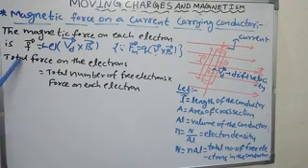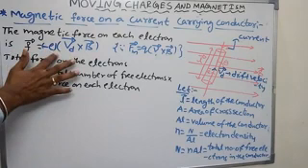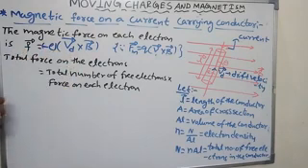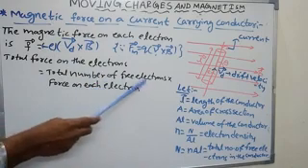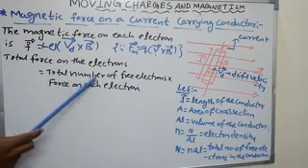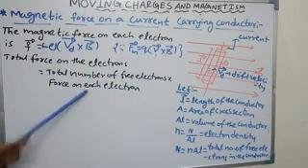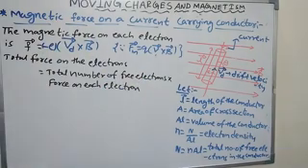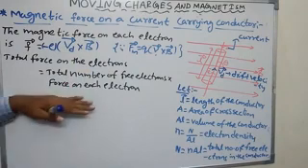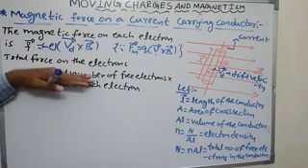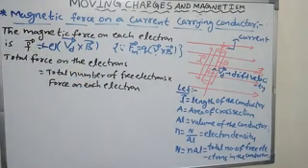Next, the total force on the electrons. Since each electron experiences this much force, the total force on the electrons is the total number of free electrons into the force on each electron. For that, you should calculate the total number of free electrons. The force on each electron we know. Now we are going to understand what the total number of free electrons is.